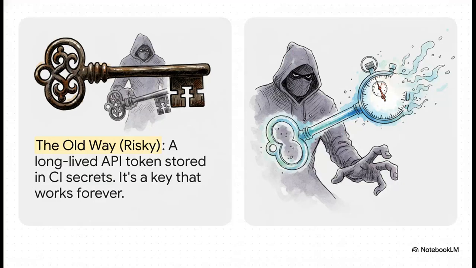You know, the old way of publishing packages involved using these long-lived API tokens. It was kind of like having one single key that could unlock your entire digital life. And if an attacker got a hold of it, they had permanent access. The new way with trusted publishing is totally different. It's more like a one-time use keycard that basically self-destructs after it's used once. Even if an attacker somehow got it, it would expire in minutes. There's just nothing left for them to steal.